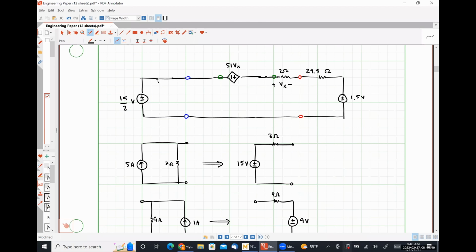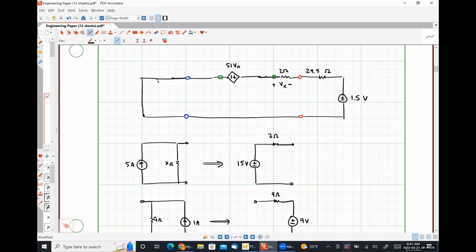And I can also see that, sorry, this should have been a 9-volt source over here the whole time. My 9-volt source is in series with my 15 over 2 volt source, but they are of opposite polarity, so I'm going to take the difference of them. So 9 minus 7.5 gives me 1.5. You just subtract the smaller one from the bigger one. That's what I did, because I didn't want a negative number, because I don't like them.